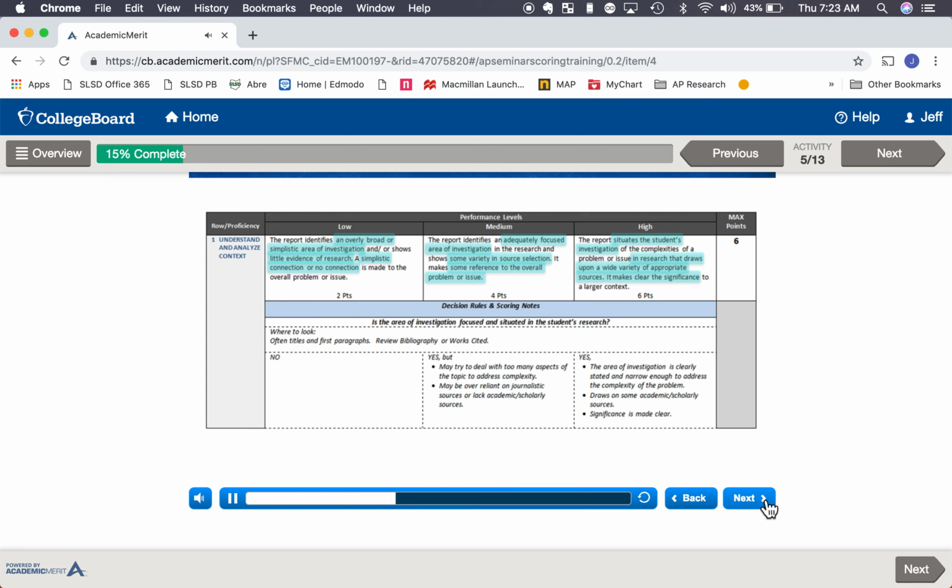Our guiding question for this row is: is the area of investigation focused and situated in the student's research? To answer this question, there are a few places you should look. Firstly, we need to know what the research report is specifically about to know if it's focused. So a good place to start is looking at the title and the first few paragraphs.